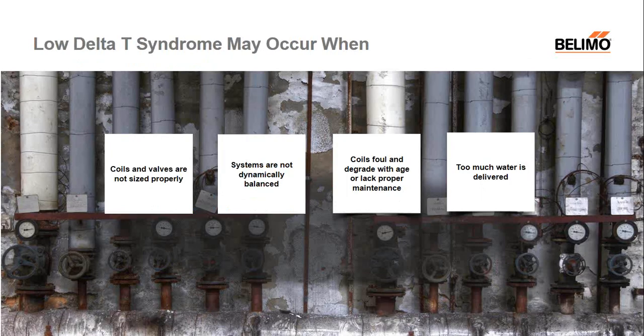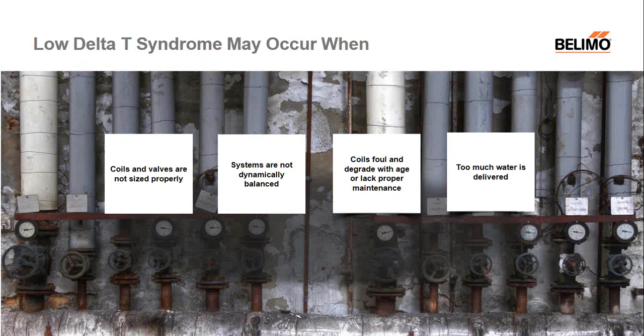So let's talk a little bit about low delta T syndrome and how that may occur. There are a couple of ways. It's not an exhaustive list, but I just want to give you a little bit of an overview. The first one is when coils and valves are not sized properly. Here, we're talking mainly about pressure dependent valves. Pressure dependent valves are typically sized on CV, and when that CV is calculated within the system, it is not always available in the product catalog. So what tends to happen is a CV higher than what is needed is selected, and that valve is inherently oversized out of the gate.